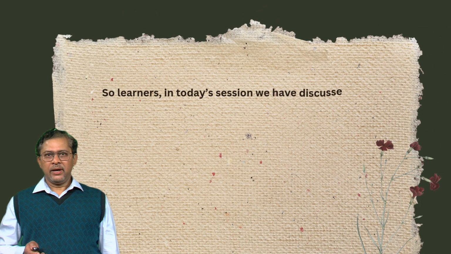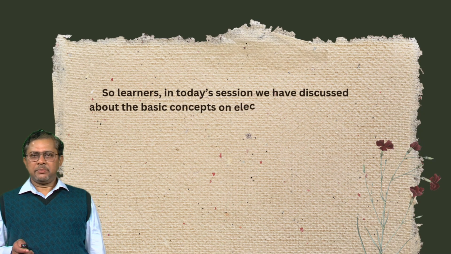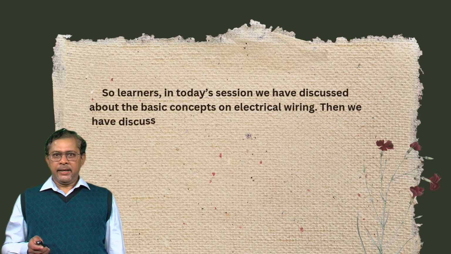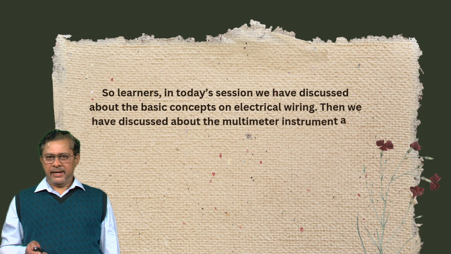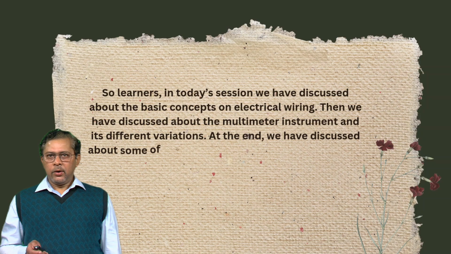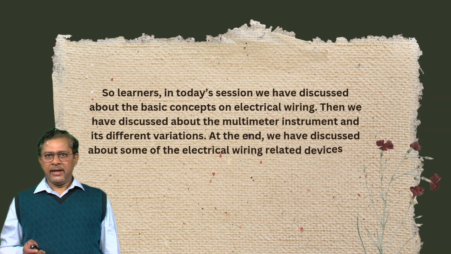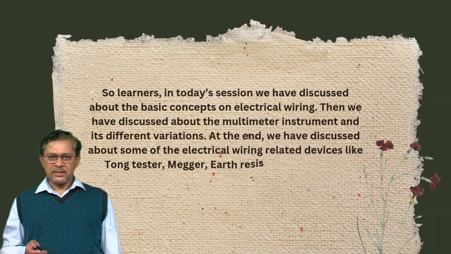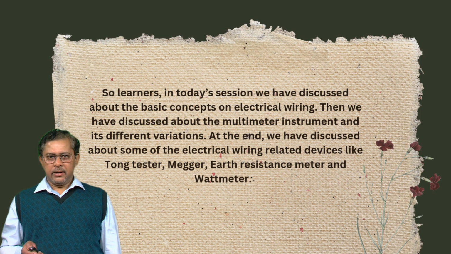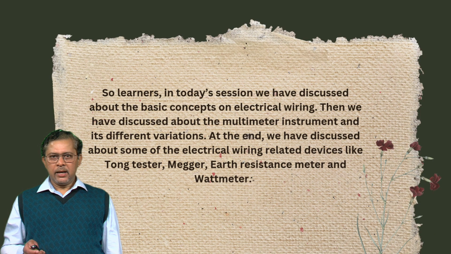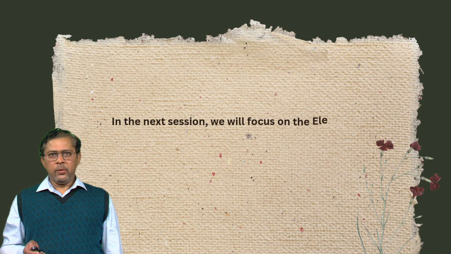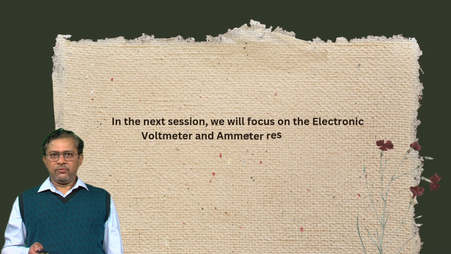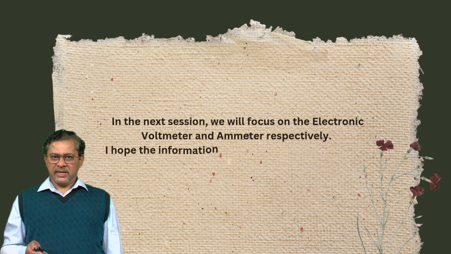So learners, in today's session, we have discussed the basic concepts on electrical wiring. Then we have discussed the multimeter instrument and its different variations. At the end, we have discussed some of the electrical wiring related devices like tong tester, Megger, arc resistance meter, and the wattmeter. In the next session, we will focus on the electronic voltmeter and ammeter respectively.